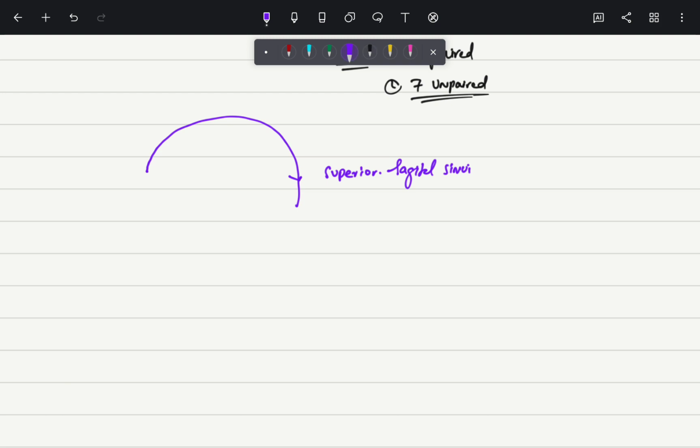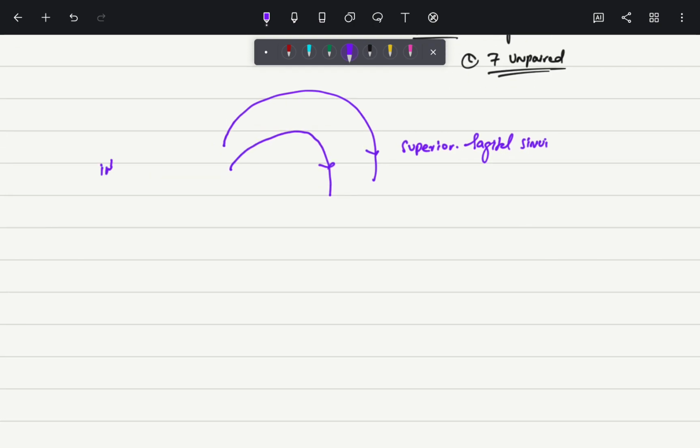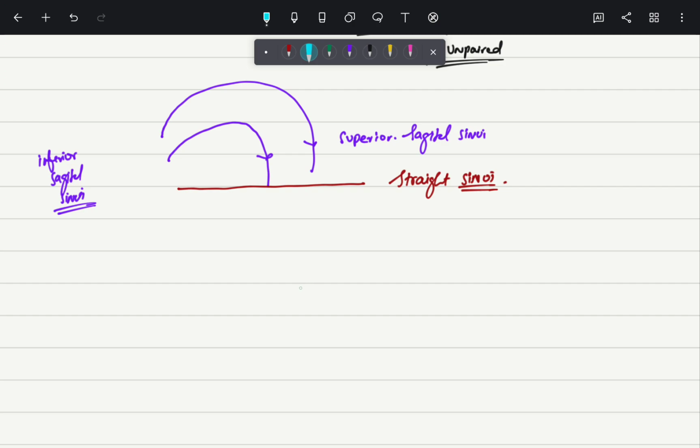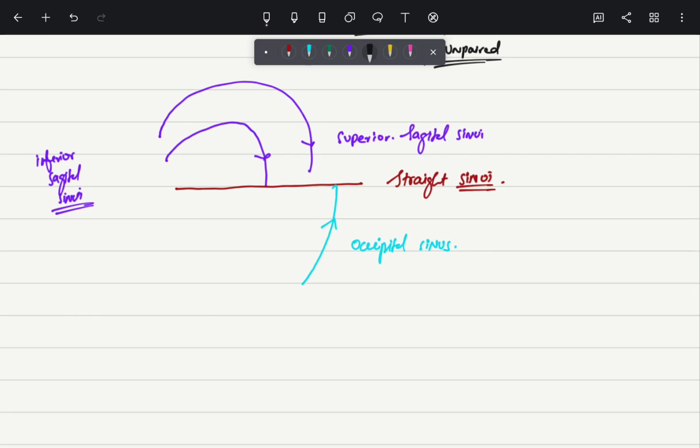So here is a superior sagittal sinus, and below is your inferior sagittal sinus, and these two sinuses are draining into a sinus called your straight sinus. And not only that, there is another sinus which is coming and draining into this sinus. This sinus is present at the back, hence it is called your occipital sinus. I hope you understand the concept here.